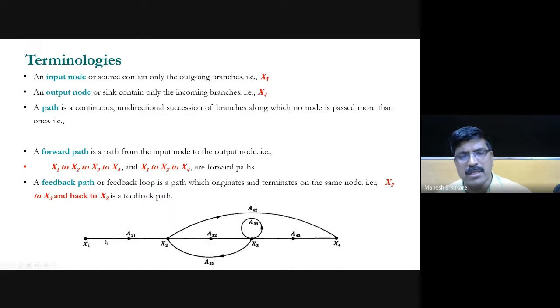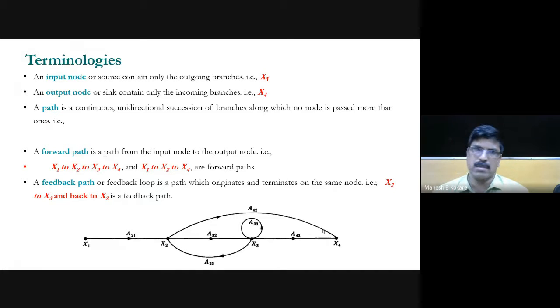Another path. Can you consider this x1 to x2 and x2 to x3? No, because this x1 to x2 signal is from left to right, whereas x2 to x3 it is from right to left. So it is not in the same direction. So this is not a path. It will be x1 to x2, x2 to x3, x3 to x4, or x1 to x2, x2 directly to x4. So a path is a continuous unidirectional succession of the branches along which no node is passed more than once, right?